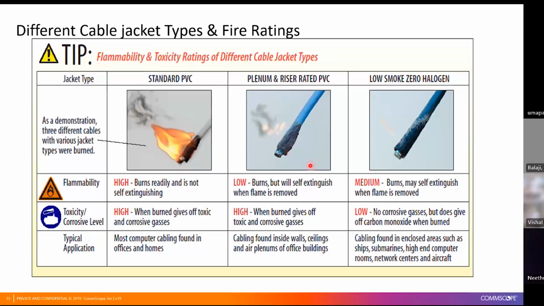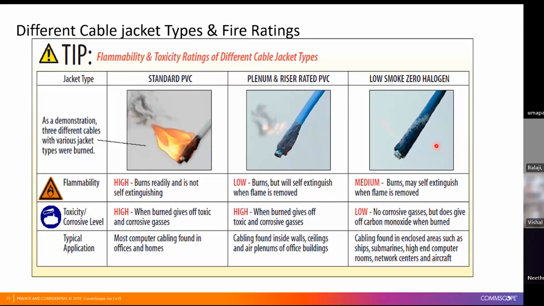But whereas in plenum rated, flammability is very low, but since it is not PVC, the toxic level will be very high. So it is used only in very few areas where plenum means you have this aircon area inside the false flooring or above the false ceiling. Those areas, where your airflow containment area is there, are called a plenum area. So in those areas you can use a plenum rated cable.